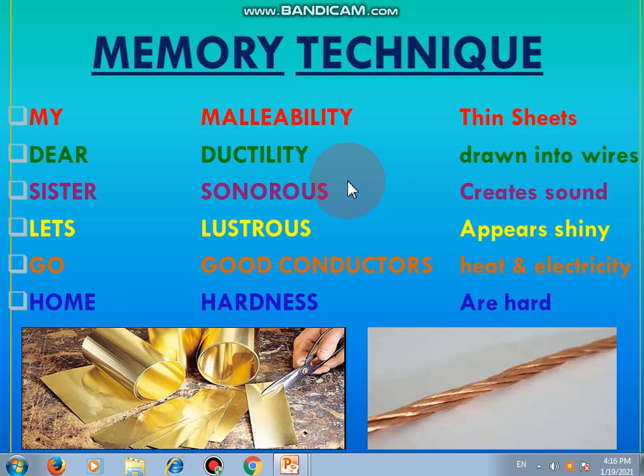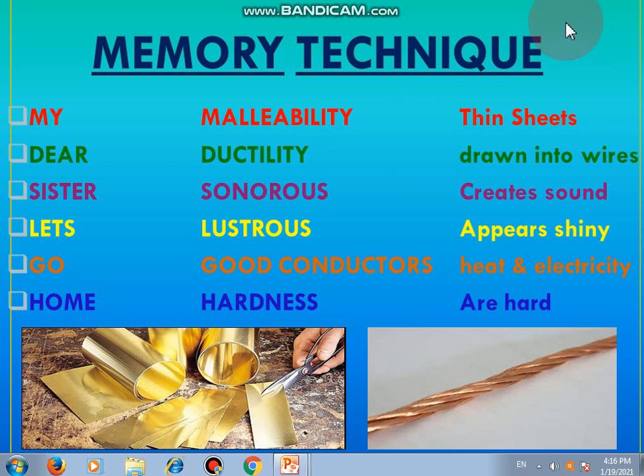My dear sister, let's go home. My stands for malleability, that is thin sheets. Dear here stands for ductility, that is drawn into wires. Sister stands for sonorous, that means it creates sound. Let's stands for lustrous, that means metals appear shiny. Go means good conductors of heat and electricity. Home means metals are hard.